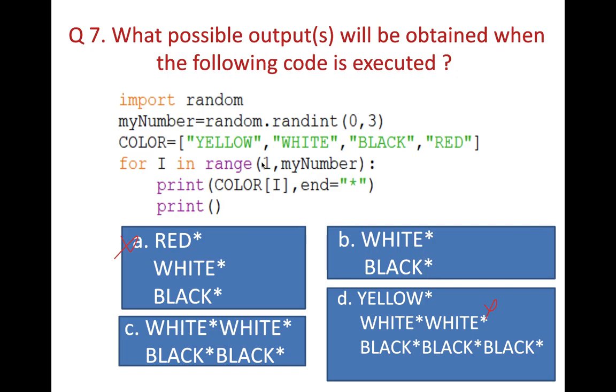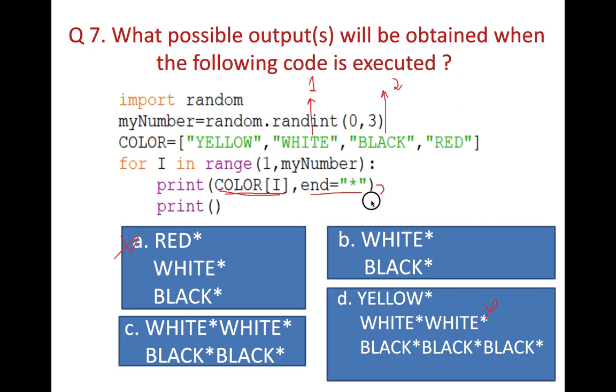So can white star, black star come? Now what is the index of white star? It is 1. What is the index of black? It is 2. And yes, 1 and 2 are the possible values. So white star and black star can definitely come. But in which manner can it come? Let's say my number is 3, so it will take the values 1 and 2, so it will display white, and then a star will be displayed.